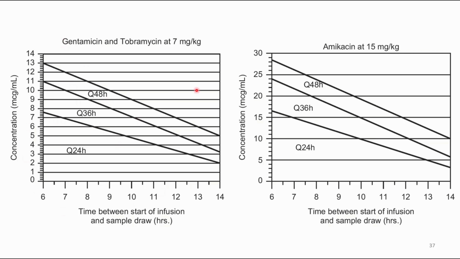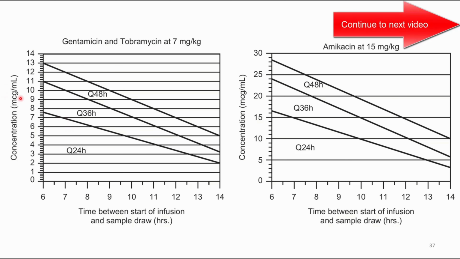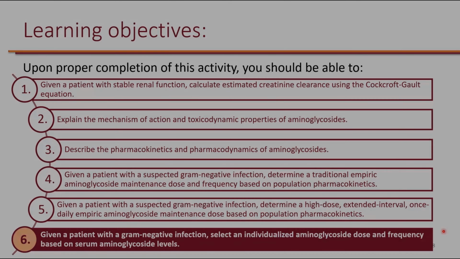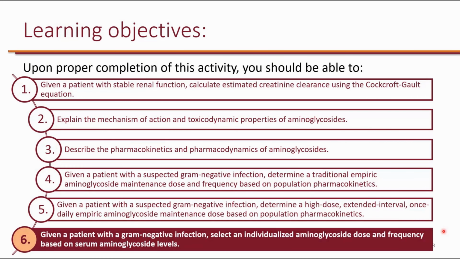The way this was established is that Nicolau and colleagues tried this dose in their patients, and they got a peak of 20 because the most common MIC in their institution was 2. They wanted a peak of 20 with the MIC of 2, which would give you a peak to MIC ratio of 10. Then they looked at how quickly the patients were clearing the aminoglycosides, and that's how they derived these lines.